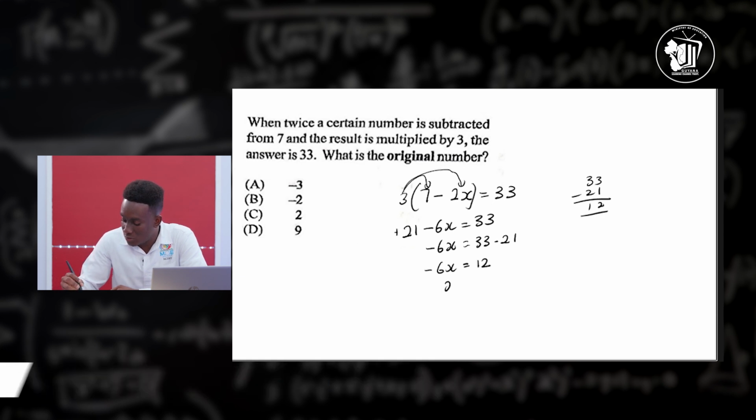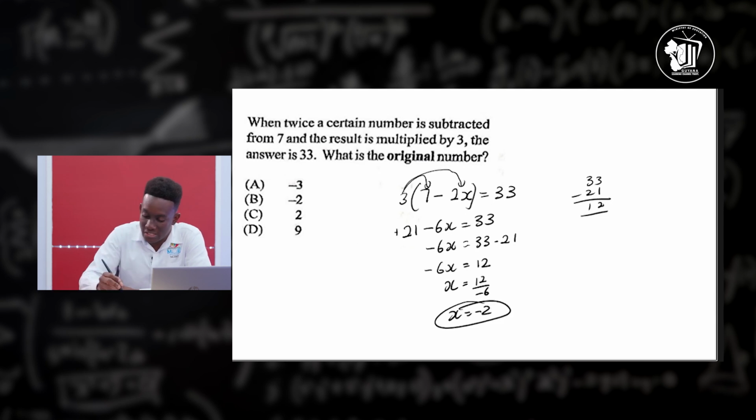Therefore, x would be equal to, so this negative 6x is multiplying, we will divide, so we'll have 12 divided by negative 6. And therefore, x is equal to 12 divided by negative 6 would give me a negative 2. So the answer is a negative 2, which is B.